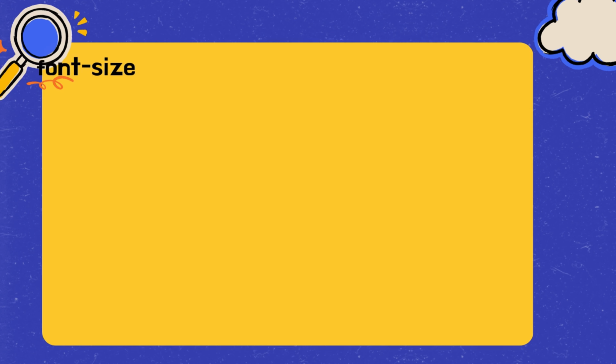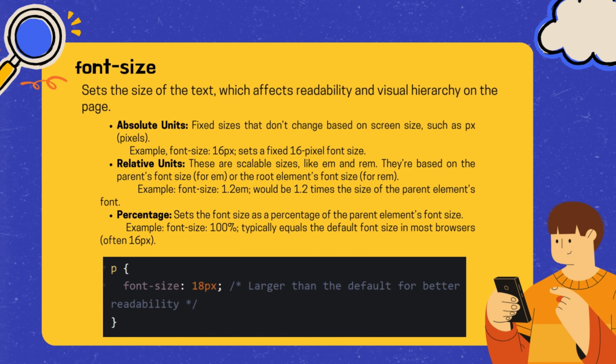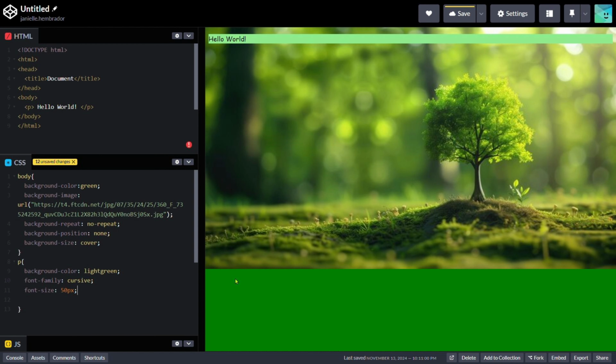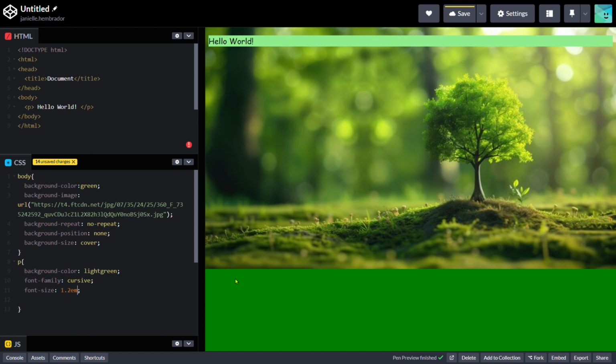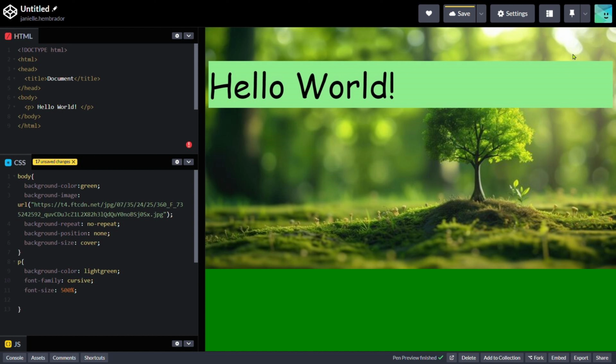Second property is font size, which sets the size of the text, which affects readability and visual hierarchy on the page. The values can be set to absolute units, which have fixed sizes that don't change based on screen size, such as pixels. Next is relative units. These are scalable sizes like EM and REM. They're based on the parent's font size or the root element's font size. Lastly is a percentage, which sets the font size as a percentage of the parent element's font size.